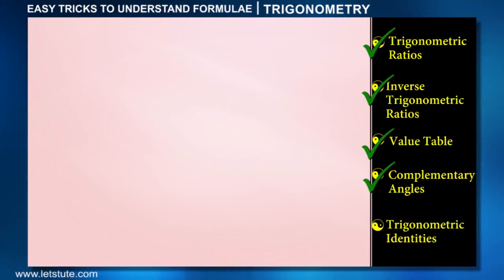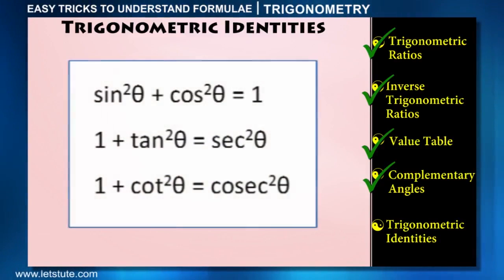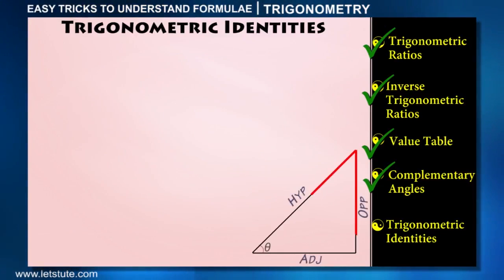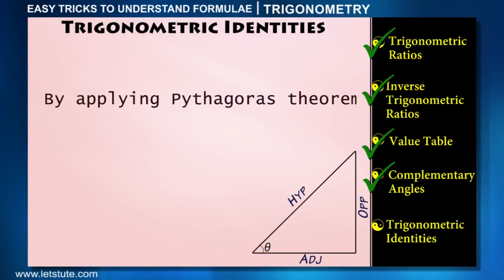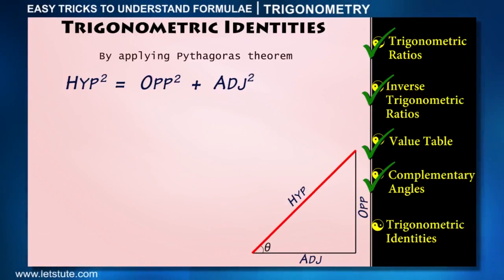Now the next thing that we are going to learn is about the three basic trigonometric identities. Pythagoras theorem is the very first step in getting these three. So in this right angle triangle, if we apply Pythagoras theorem, we write hypotenuse square is equal to opposite side square plus adjacent side square.